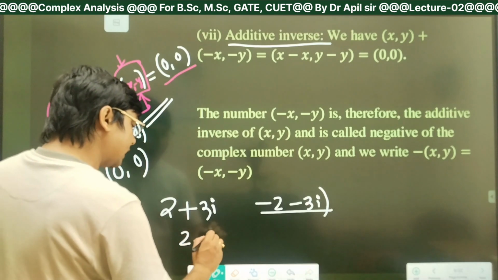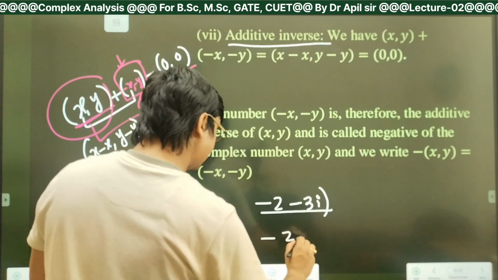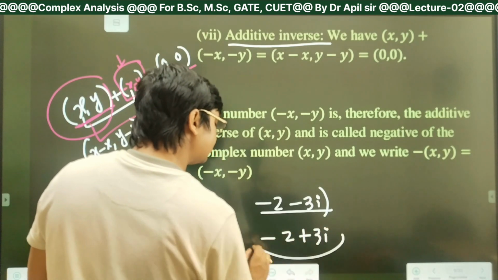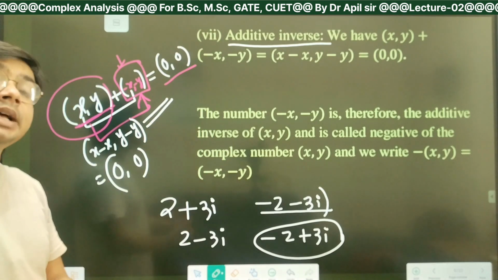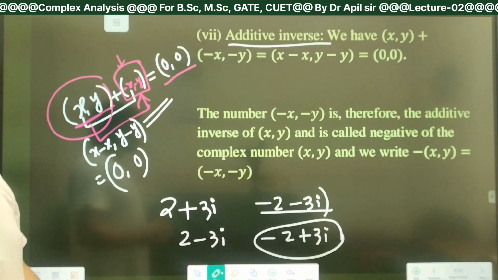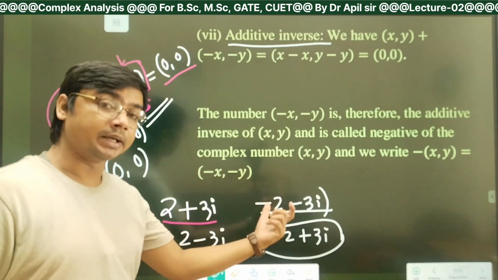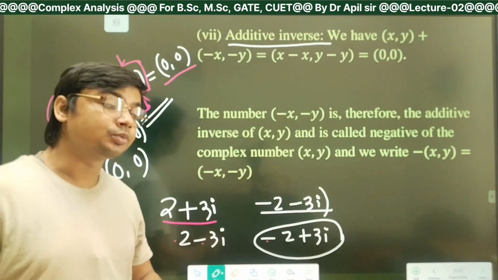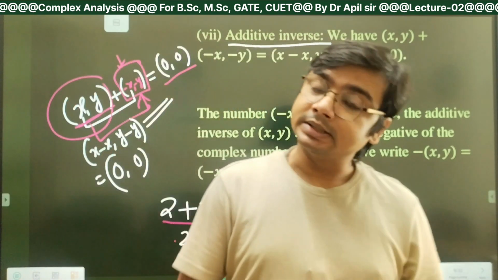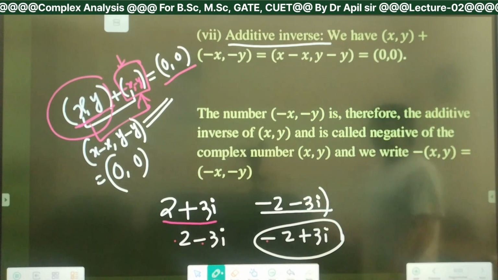Or suppose 2 minus 3i is there, what will be the additive inverse of this one? The additive inverse will be minus 2 plus 3i. You see, we just need to change the sign of the real part and imaginary part only, right? Here in 2 plus 3i, it is plus plus, so we put minus minus. Here you see plus and minus, so we put minus and plus. That means we just need to change the sign of the real as well as the imaginary part only, right? So I hope all of you can easily find the additive inverse of any complex number.